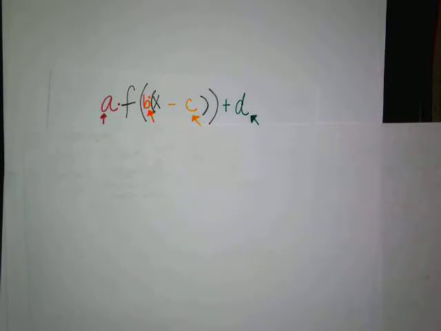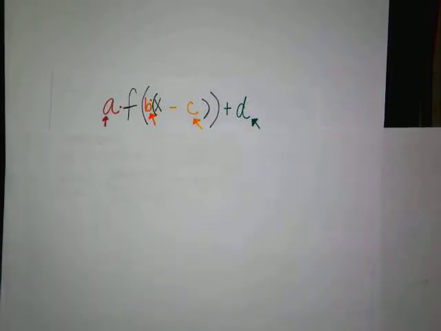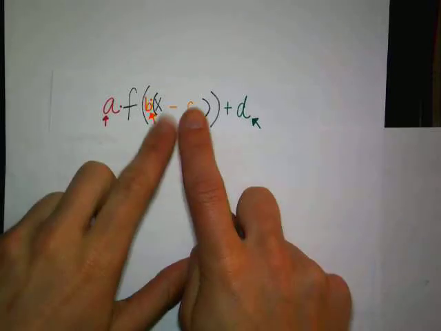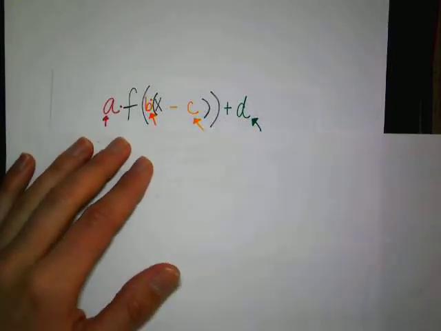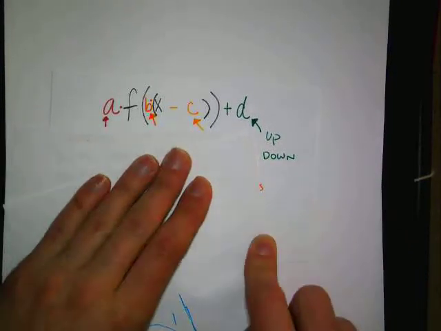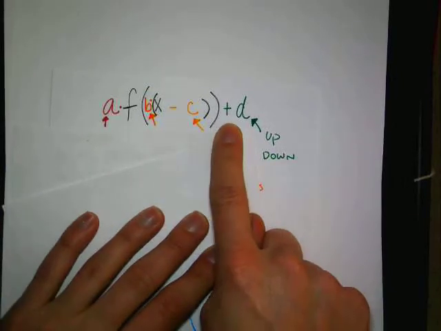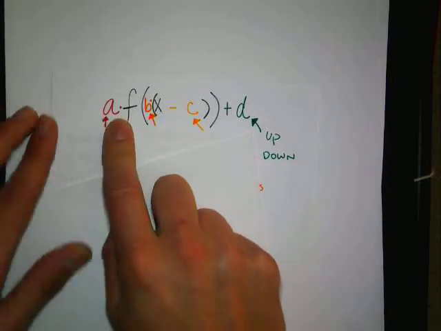First of all, if it's on the outside, so these two outside guys, my translations are going to be vertical translations. So outside stuff is vertical, inside stuff is horizontal. Because this guy is being added, that translation is up and down. Because this guy is being multiplied, that's going to affect your kind of like slope number. It's either going to stretch or compress or reflect your function because it's being multiplied. Does that make sense?